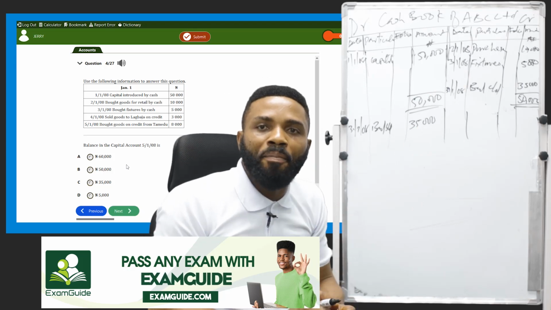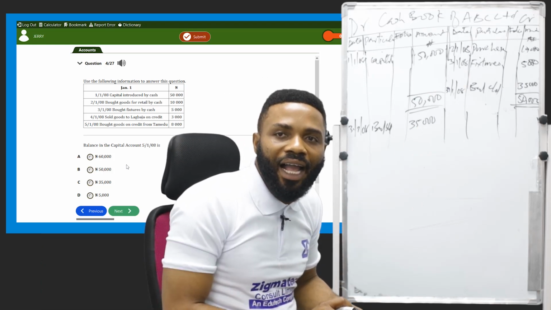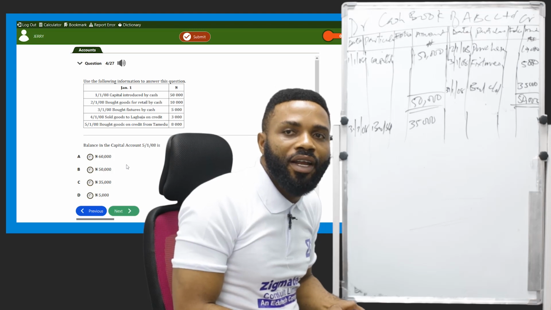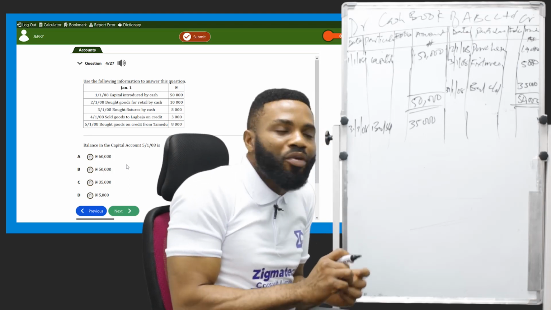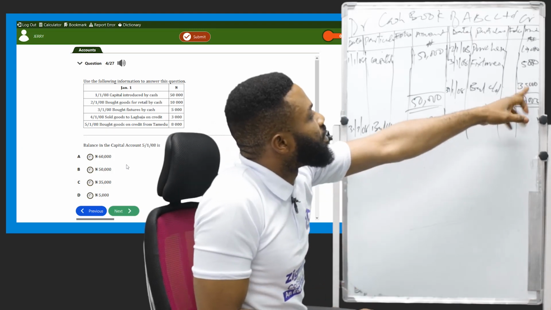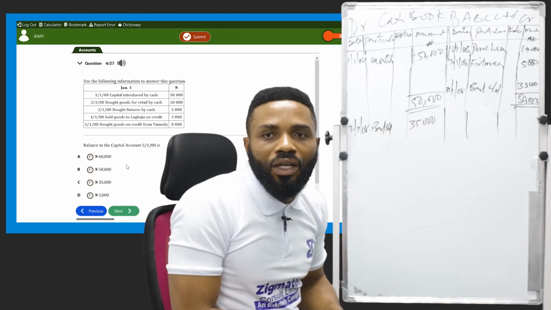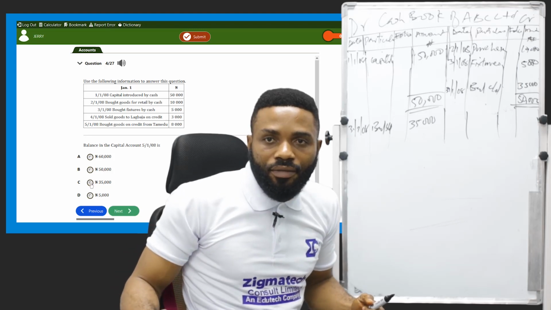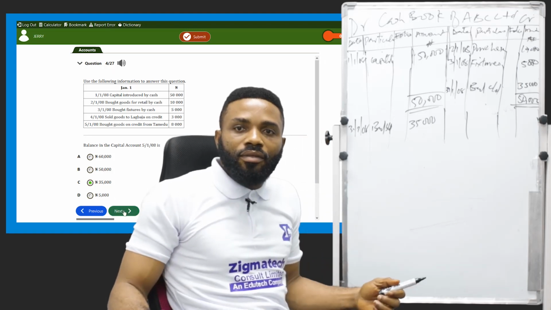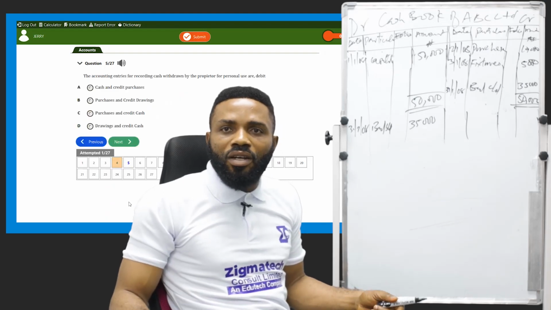Now, what is it? They say balance in the capital account, 5th of January 2008. The balance that will remain there is what? 35,000. So that will be option what? Option C. All right, let's quickly look at another one.